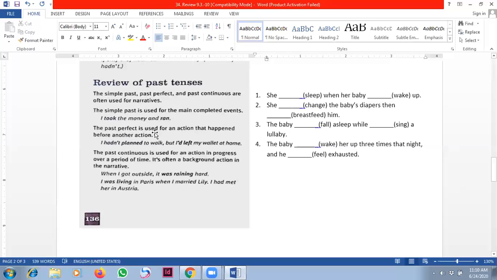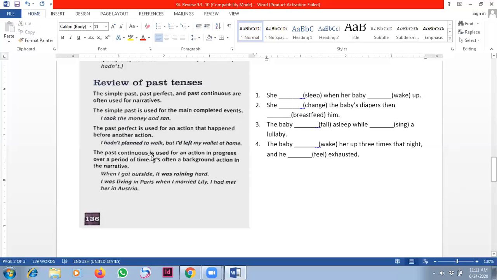Now, the past perfect is used for an action that happened before another action. So if you are talking about what is before and what is after, then you can use the past perfect. This helps your listener understand you clearly. I hadn't planned to walk, but I had left my wallet at home. I hadn't planned, I did not plan to walk, but I had left my wallet at home. So it is before something else in the past.